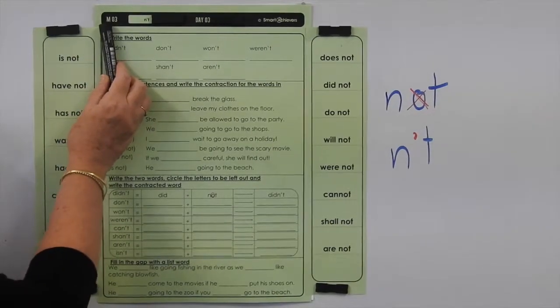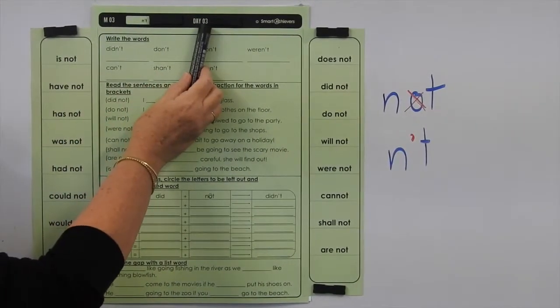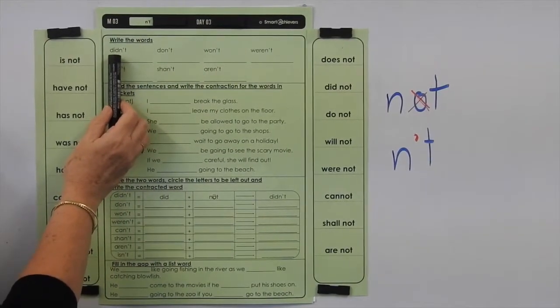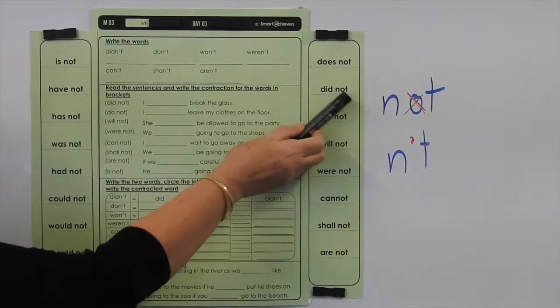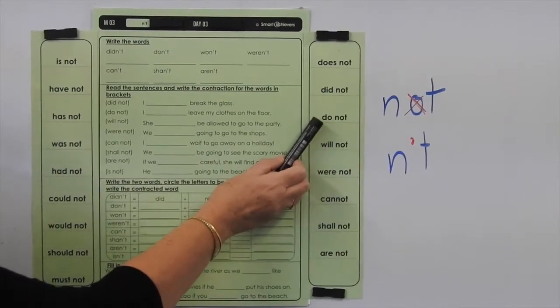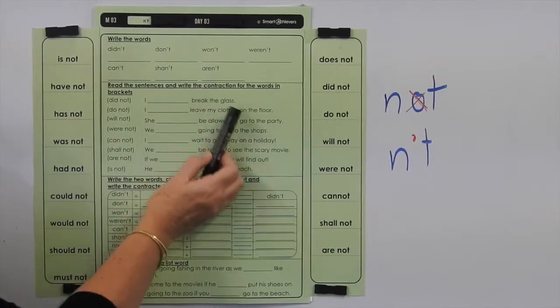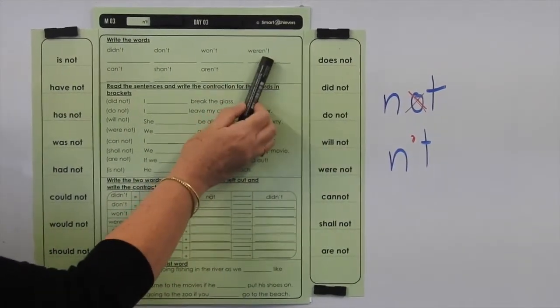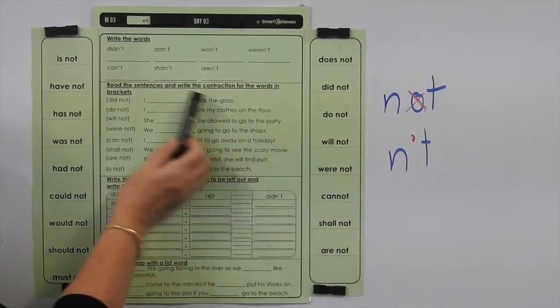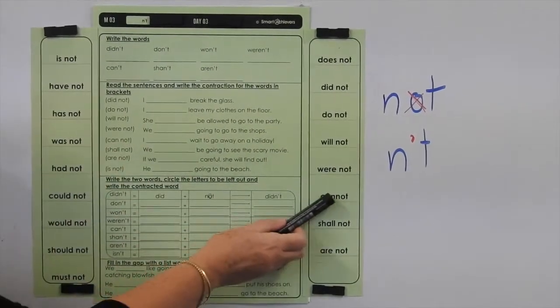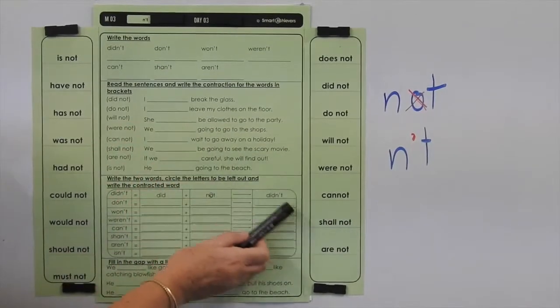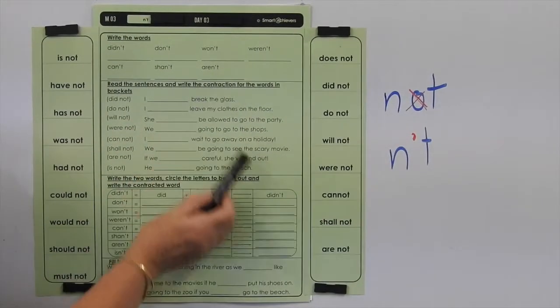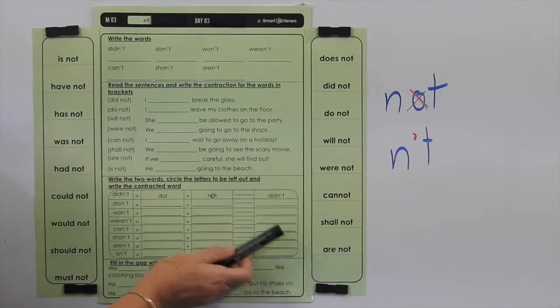This is level M, list 3, and we're doing the day 3 page, and our words are didn't, which is short for did not, don't, which is short for do not, won't, which is short for will not, weren't, which is short for were not, can't, which is short for cannot, shan't, which is short for shall not, and aren't, which is short for are not.